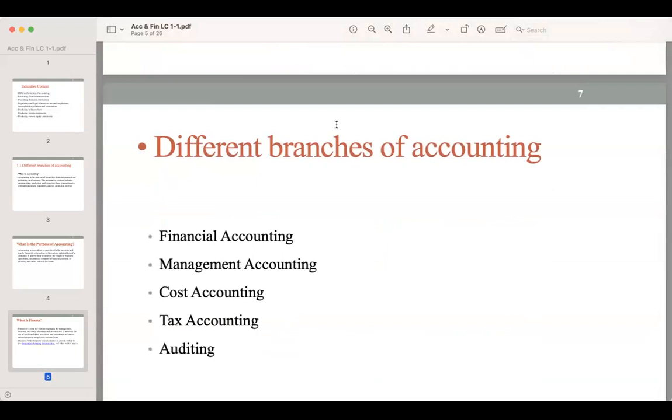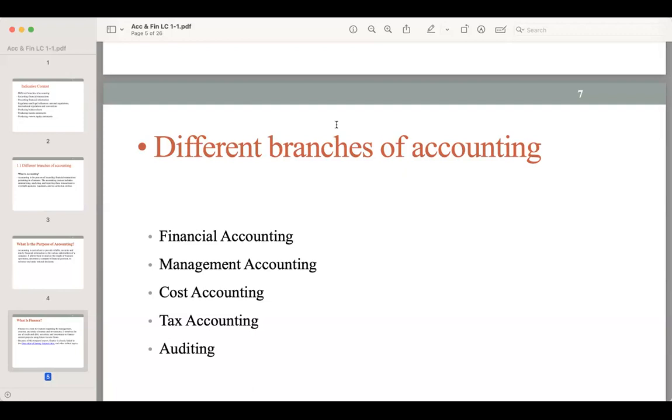Now, different branches of accounting and finance. As you might have heard, there are many different branches of accounting, and you have even heard about different accounting bodies' names as well, like management accounting. When we talk about management accounting, the institute that comes to mind is the Chartered Institute of Management Accounting. When we talk about financial accounting, we can talk about the Institute of Financial Accounting or Chartered Accounting, the Association of Certified Chartered Accountants.